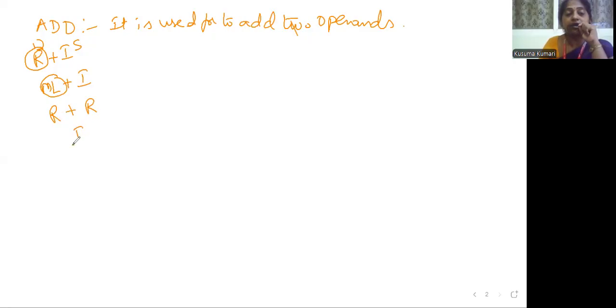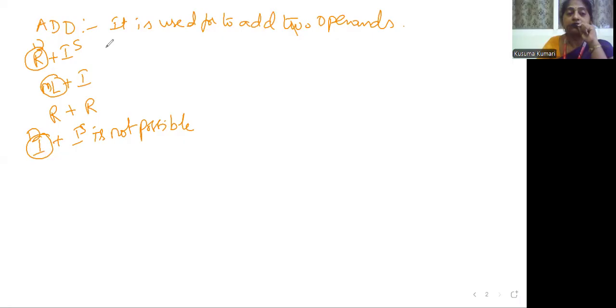But immediate number plus immediate number is not possible. It is an invalid instruction because this is the source, but this is the destination, and the destination should not be an immediate number. It should be a location, either a memory location or a register, to store the data. So immediate number plus immediate number is not valid.